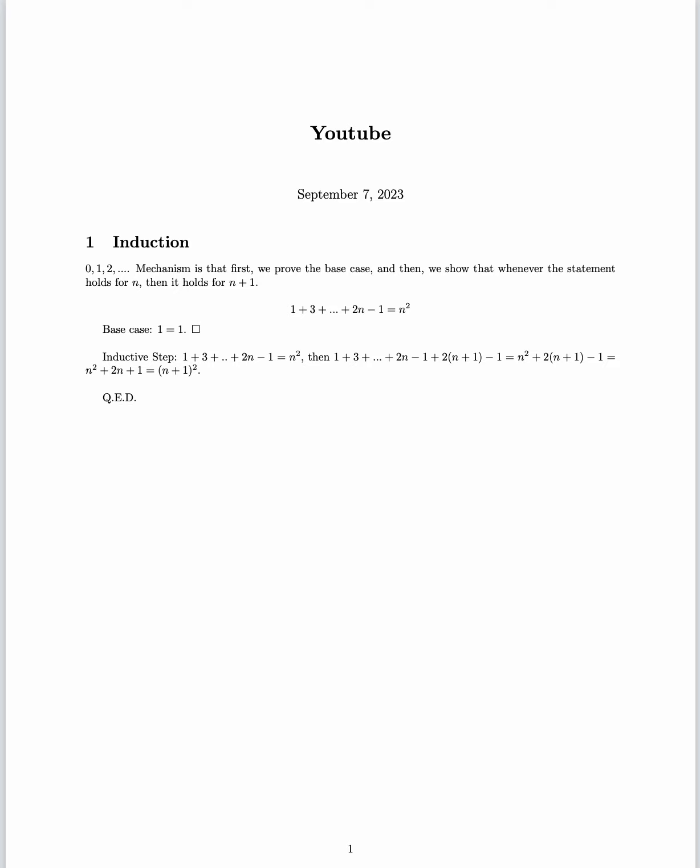Well, what if we look at another example, which is the sum of the cubes of the first n integers? 1 cube plus 2 cube plus dot dot dot plus n cube. What's that going to be? In fact, that is going to be equal to 1/4 times n squared times n plus 1 squared.